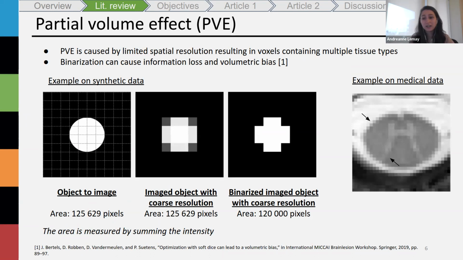Another thing that we need to take into consideration is the partial volume effect, which is caused by the limited spatial resolution when we do an object acquisition. So for example, if we try to acquire this round object at the resolution described by the gray dashed lines over here, we'll probably get an image that would look something like the second image over here. So when in a single voxel, like this one over here, there is more than one tissue type.